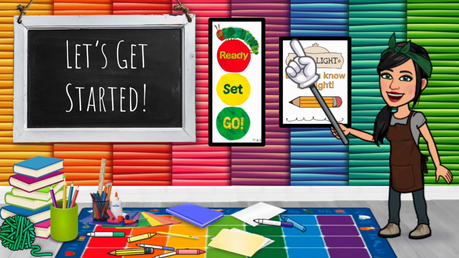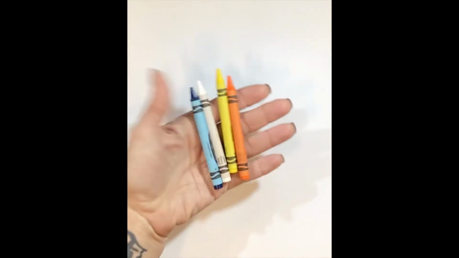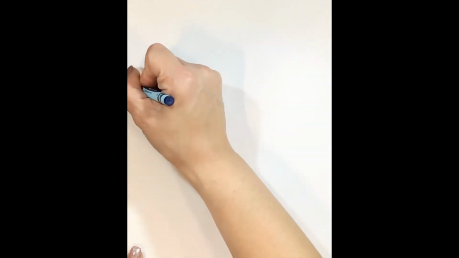All right, boys and girls, let's get started. I want you to set up your paper so that it is vertical, long way up and down, or hamburger style. And what we're going to do is create the background for our sunflower to sit on, and we're going to use crayons and watercolor paint.